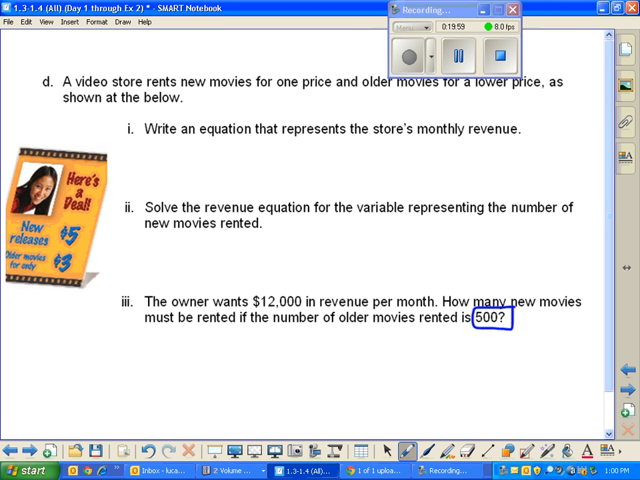In part I, we are asked to write an equation that represents the store's monthly revenue. So revenue, do you know what that is? We haven't talked about that word yet. Revenue, yes. Profit is different from revenue because profit is actually determined by the difference between revenue and cost. So there's a difference between revenue and profit.